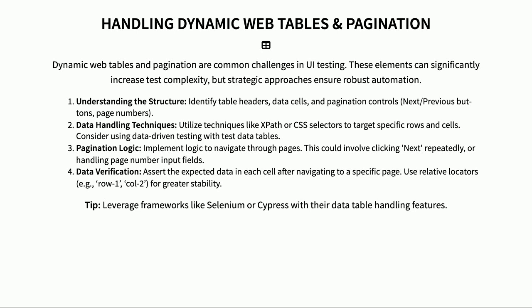When it comes to pagination itself, you'll need logic to move between different pages, whether that's clicking next repeatedly or entering a page number. And of course, once you're on a particular page, it's important to verify that the data is correct. A good tip here is using relative locators, things like row minus 1 and column minus 2, that are less likely to break if the table structure changes slightly.